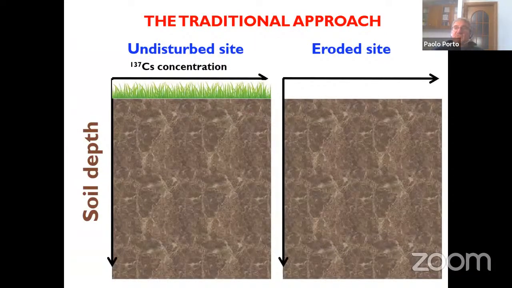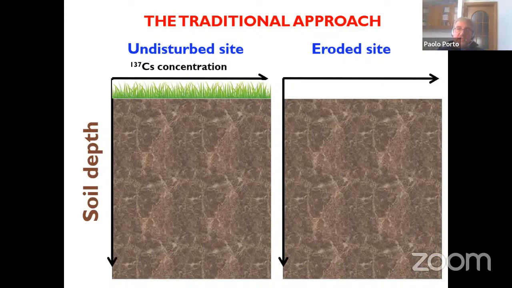Okay, so let's talk now about the first part of the presentation, which is the so-called traditional approach that makes use of cesium-137 to estimate soil erosion. So the technique is based on a comparison. In this slide, you can see two soil profiles, on the left and on the right. The first one here is an undisturbed site. That means a place where during the last, let's say, 60 or 70 years, no erosion or deposition occurred.